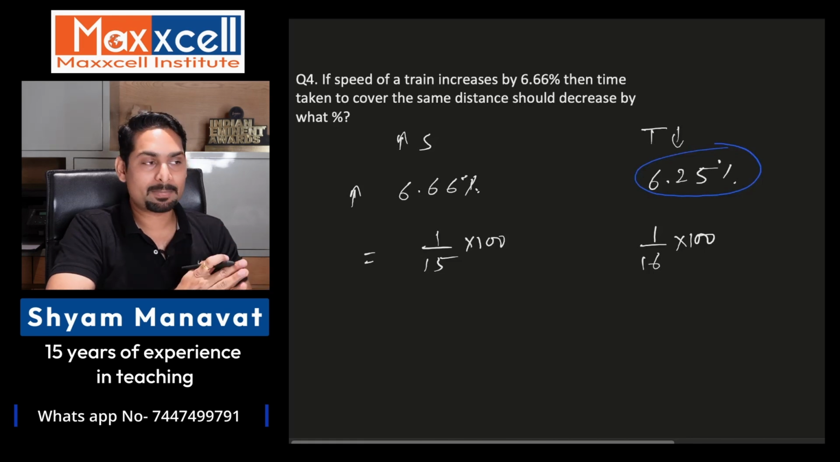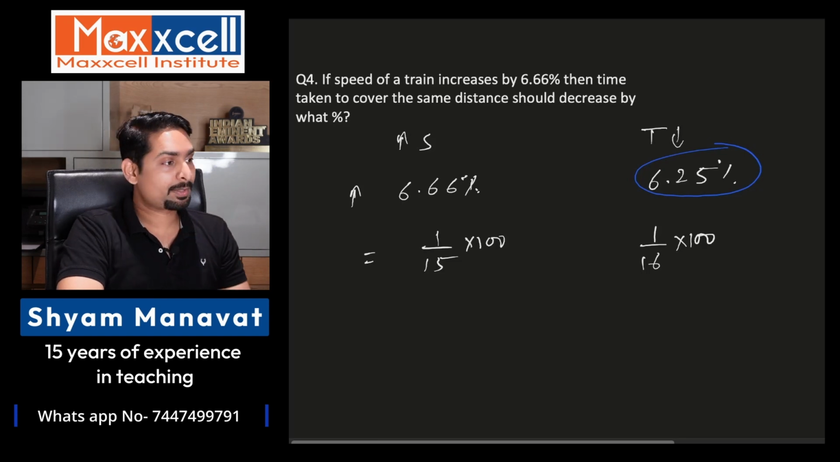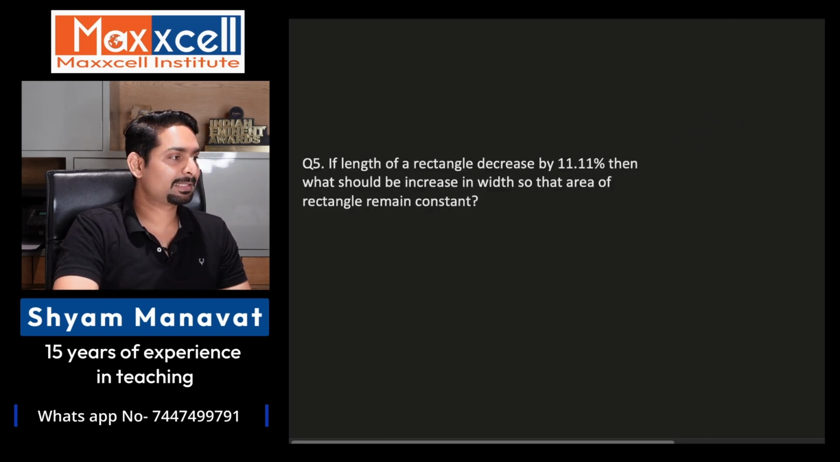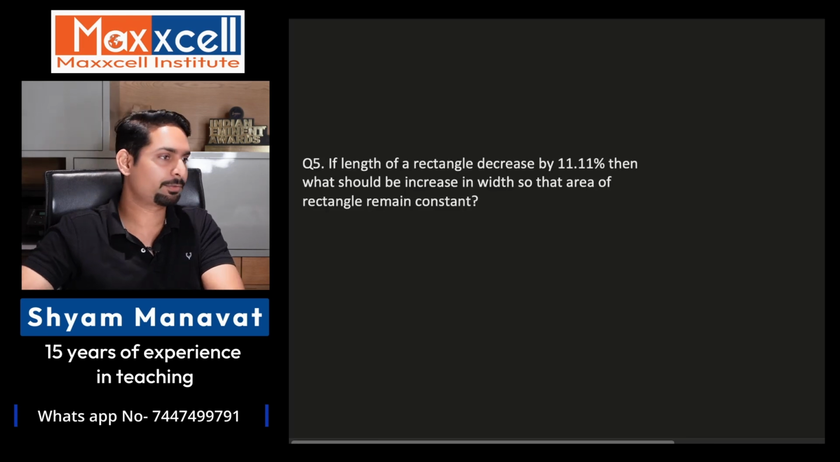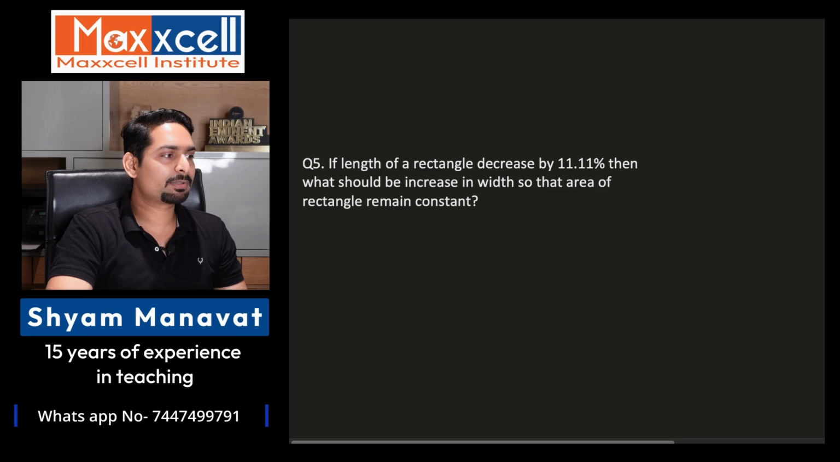This fast you can answer such small questions. That will save a lot of time in your exam. Okay. It's all about time management in the exam. Let's see the next question. Keep the fraction percentage table in front of you, and tell me the answer for this. If the length of a rectangle decreases by 11.11%, then what is the increase in width so that the area of the rectangle remains constant?